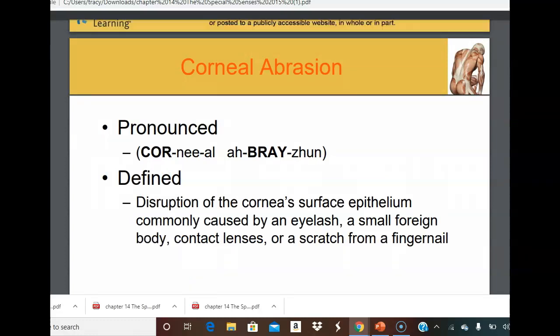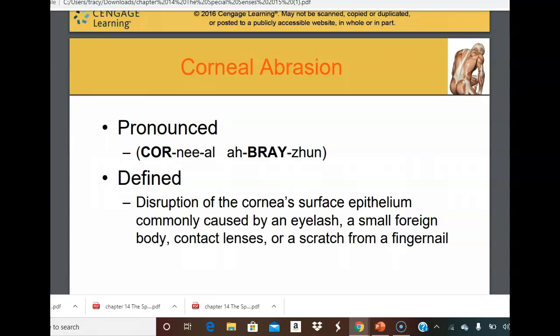A corneal abrasion is where you get a little bit of a disruption of the corneal surface. Generally, it's an eyelash or a small foreign body. You can actually scratch it with a fingernail. Contact lenses, if not placed correctly, can cause a problem with that too. And so the thing is, the cornea can get easily infected, and so that's why abrasions matter. We'll talk a little bit later. There's something called a fluorescein lamp that you can actually use to detect if someone has a corneal abrasion.